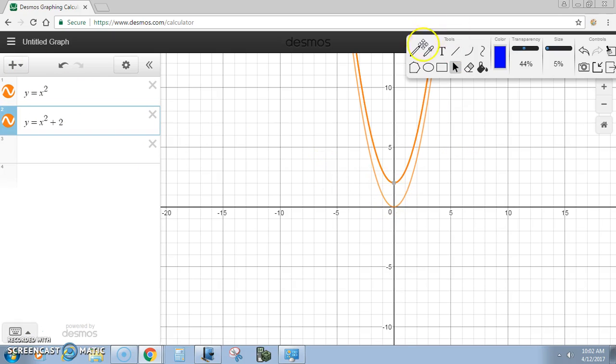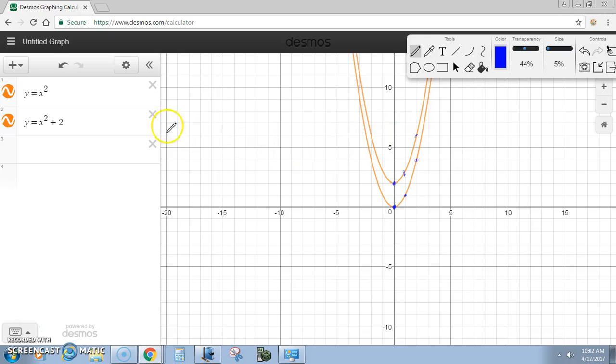We took the parent function here, okay, and literally every point is just up 2 points. We have shifted this vertically up, okay? So every point should be shifted up 2. Do you see how that works?